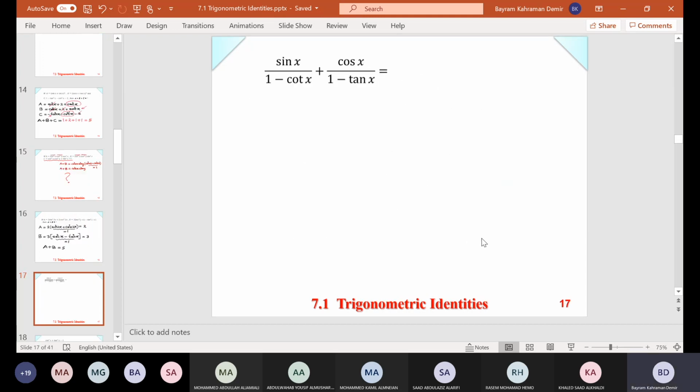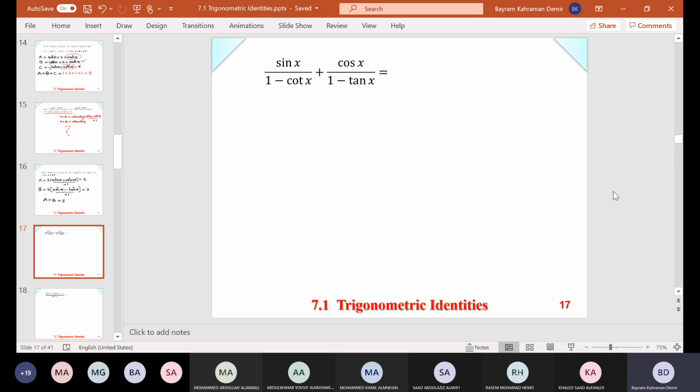What is next? Let's simplify sine x over 1 minus cotangent x, plus cosine x over 1 minus tangent x. All right, so let's see what we can do, everybody.